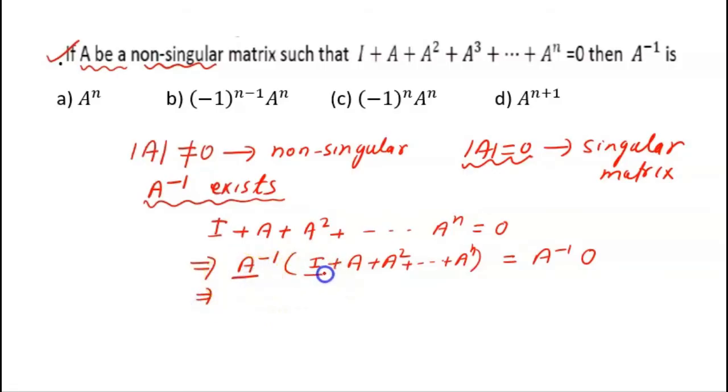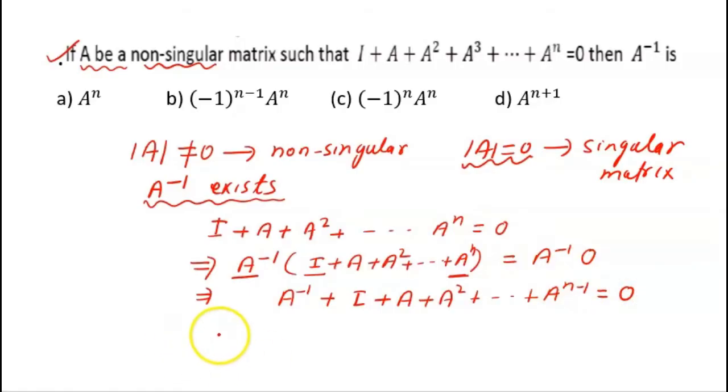A inverse into identity matrix, I will get A inverse. A inverse into A, I will get identity matrix. A inverse into A square, I will get matrix A. Here there will be A cube, so A cube into A inverse, I will get A square, and so on. The last term here is A to the power n, so I will get A to the power n minus 1 if I multiply it by A inverse. And A inverse multiplied into a null matrix will give me a null matrix 0, right?